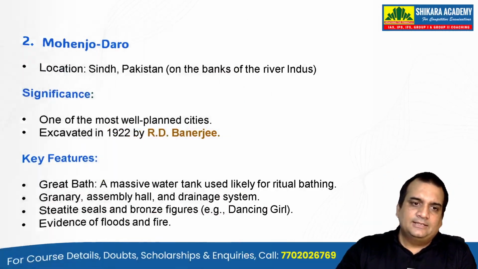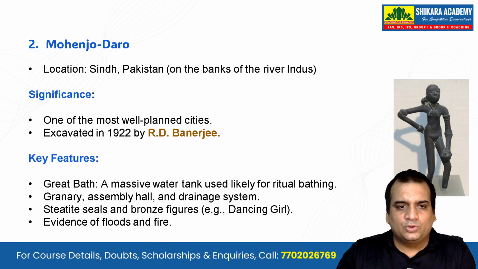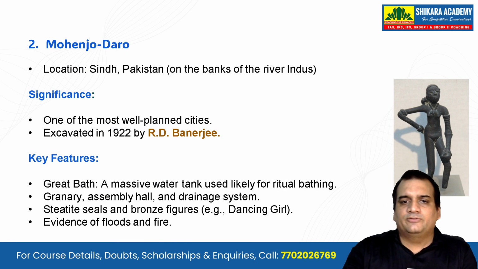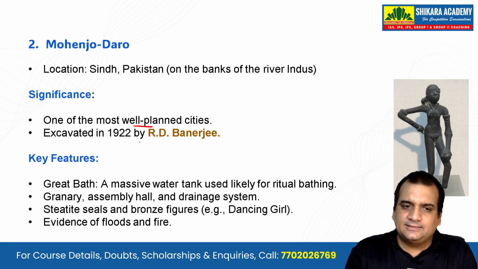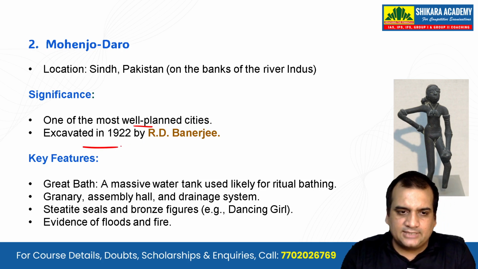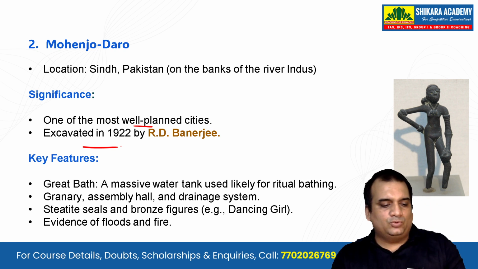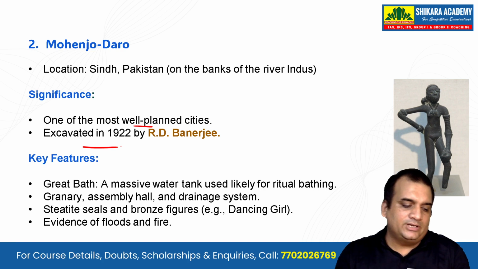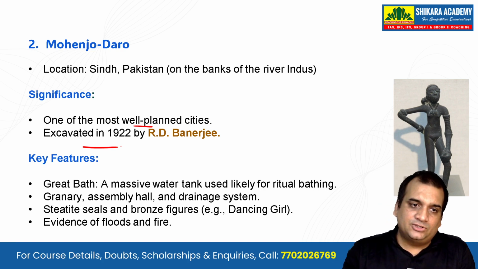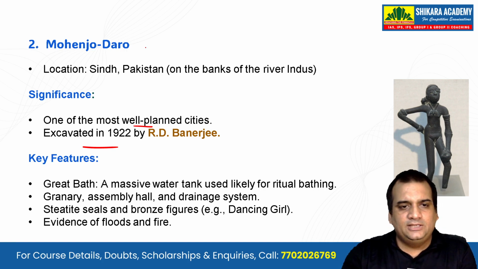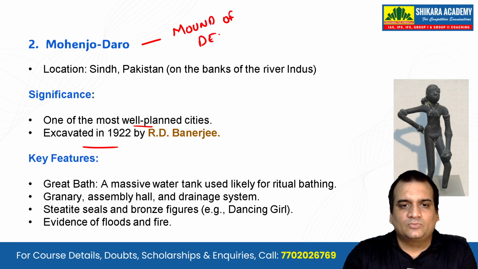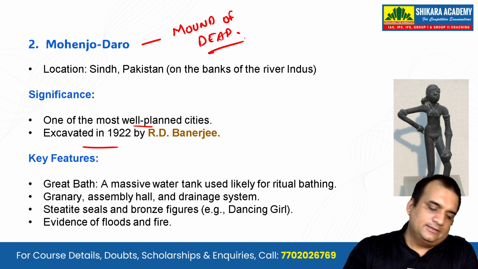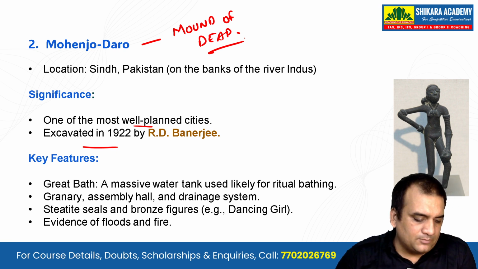Okay. The next is Mohenjo-daro, location Sindh, Pakistan on the banks of Indus River. The significance, one of the most well planned cities that we have seen till now. It was excavated in 1922, and by whom? It was excavated, guys, by R.D. Banerjee. Mohenjo-daro actually means what? It means mound of dead. Many dead were found there. That's why it was known as Mohenjo-daro.